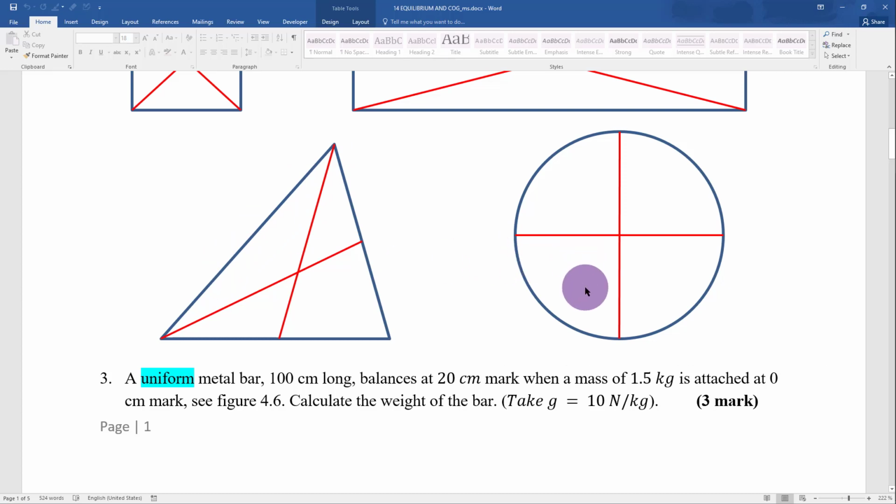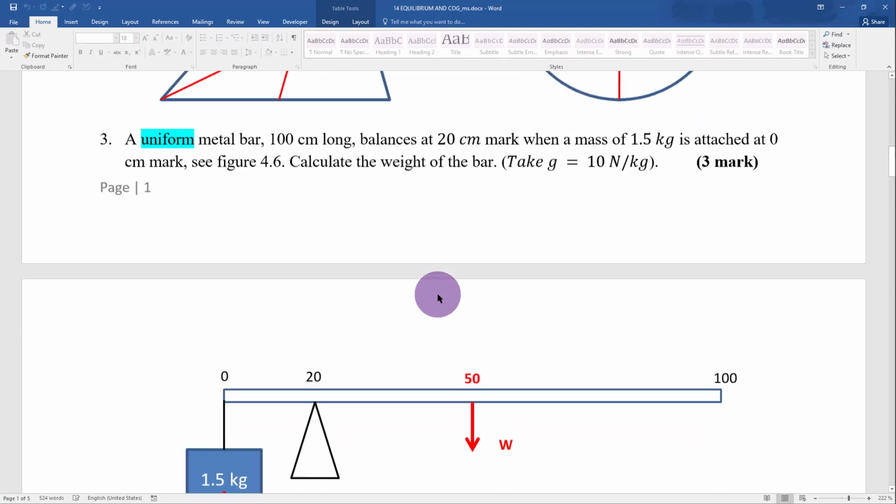How about a circle? All you need to do is just draw two diameters, and the point of intersection of those two diameters is the center of gravity. To draw the diameter from a given point, all you need to do is to draw a tangent at that point, and then you draw a line which makes 90 degrees with the tangent at that point. It will pass through the center of the circle, and you produce that line all the way to the other end, and it becomes the diameter.